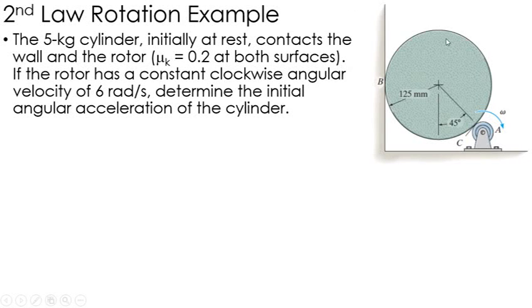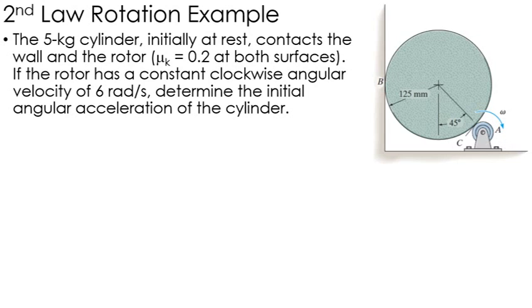In this problem, I have a 5 kilogram cylinder. It's initially at rest, and it's touching the wall here at B and this roller, or rotor, here at point C. The coefficient of kinetic friction as this thing rotates is 0.2 at each of those surfaces. If the rotor is rotating with a constant angular velocity of 6 radians per second, I want to determine the initial angular acceleration of the cylinder.